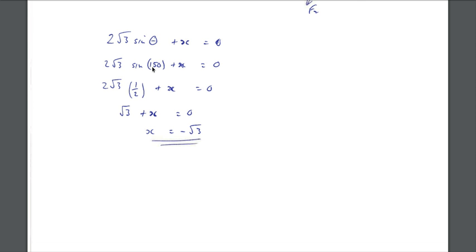So sine of 150, we can use a calculator to do that. In the final exam, we would be expected to know that, but at the moment we have not covered exact values, which we do first week back after the summer holidays. So at the moment, just use a calculator, type in 2 root 3 sine 150. We get 2 root 3 multiplied by a half. 2 of something multiplied by a half will just be 1 of that something. So we have root 3 plus x equals 0. Subtract root 3 from each side of the equation, and x equals negative root 3.